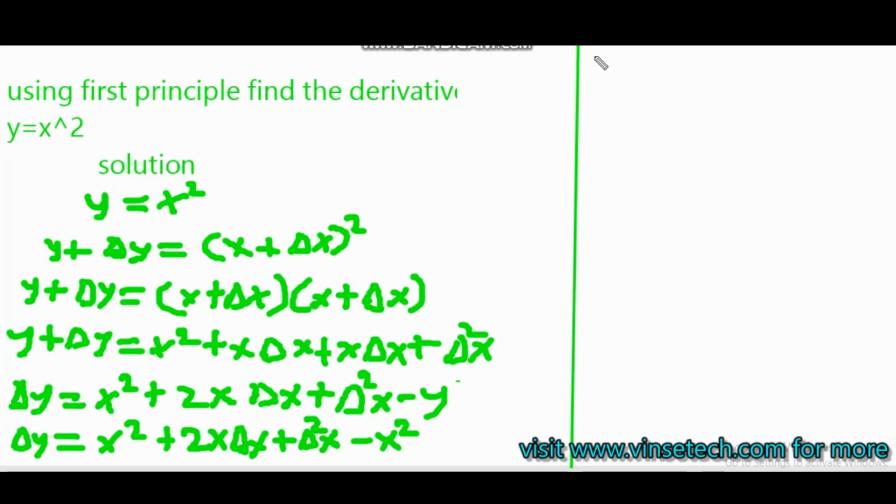Cancelling the x squareds, we now have change in y is equal to 2x delta x plus delta x squared.